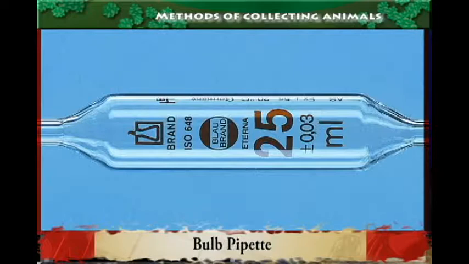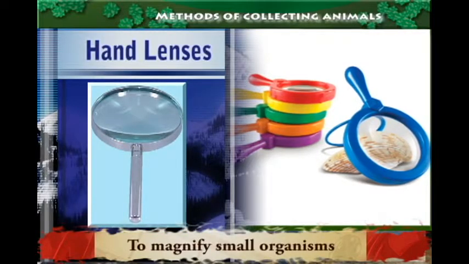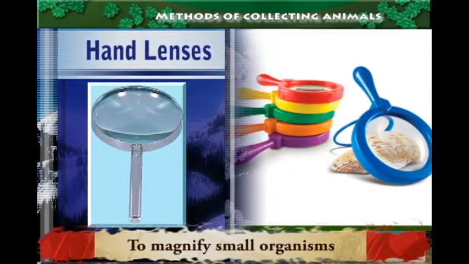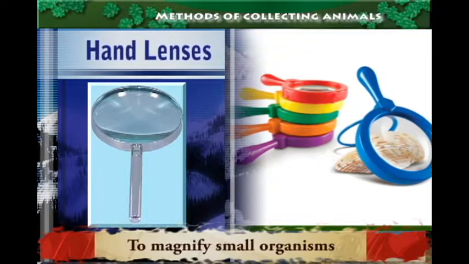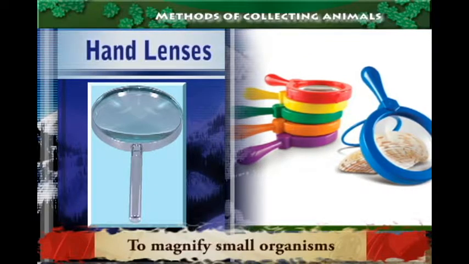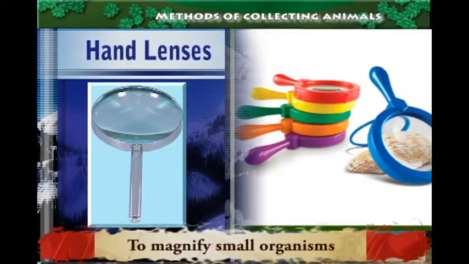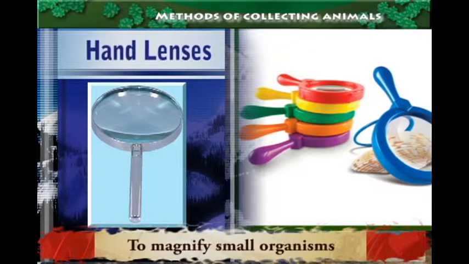Then we can also use the hand lenses. We can use the hand lenses to help us observe clearly the organisms that we are going to pick, if they are in dark places, or if they are very minute and we cannot get them, we can use the hand lens and pick them.